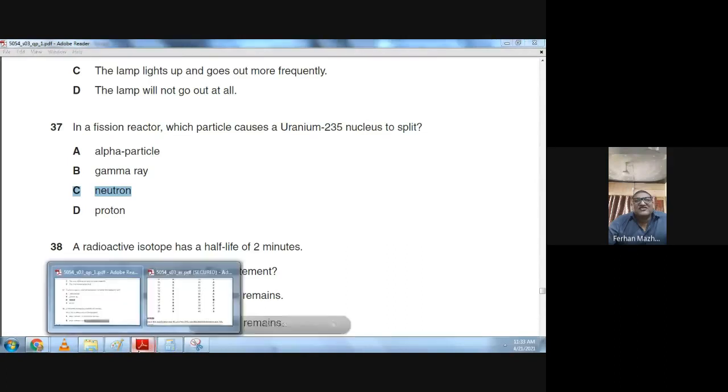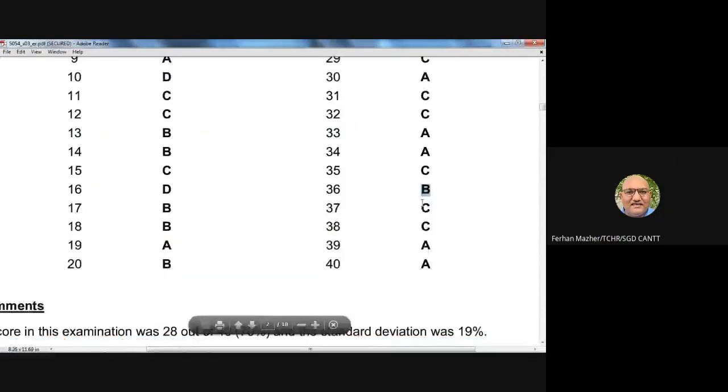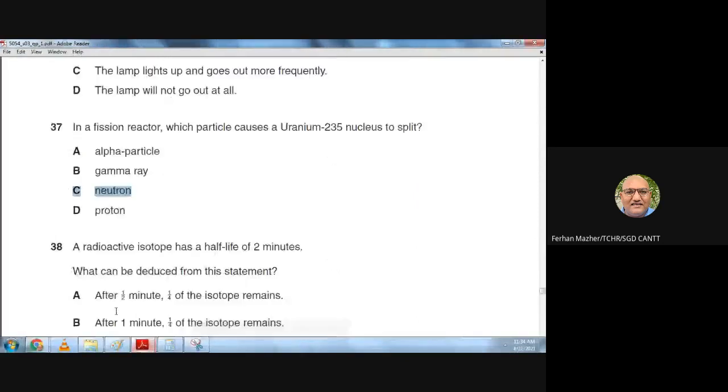Question number 37, C is the choice. It's a fact which you should remember: a neutron is used in the fission in the reactor.